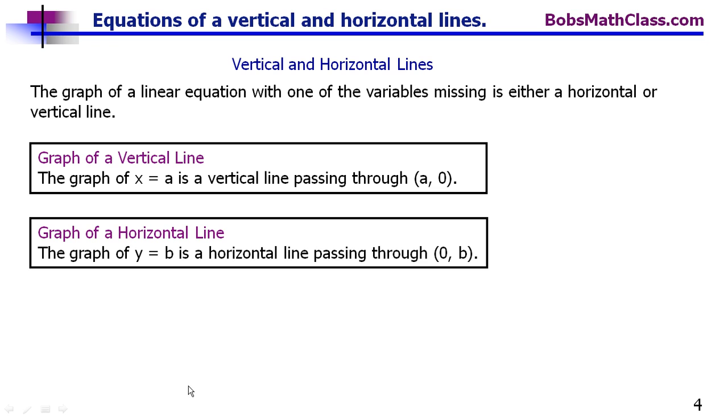Okay, next example. We talked also about that the graph of a vertical line, the graph of x equals a is a vertical line passing through a comma 0. So a vertical line is always x equals a number, and the graph of a horizontal line is always y equals a number. The graph of y equals b is a horizontal line passing through 0, b.